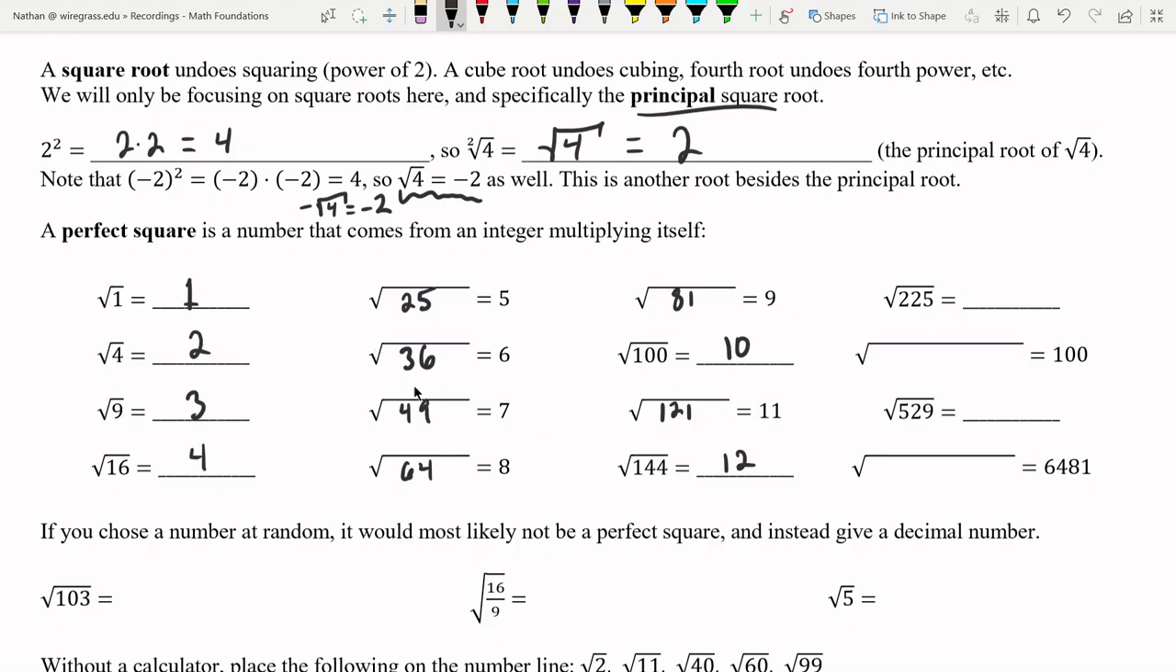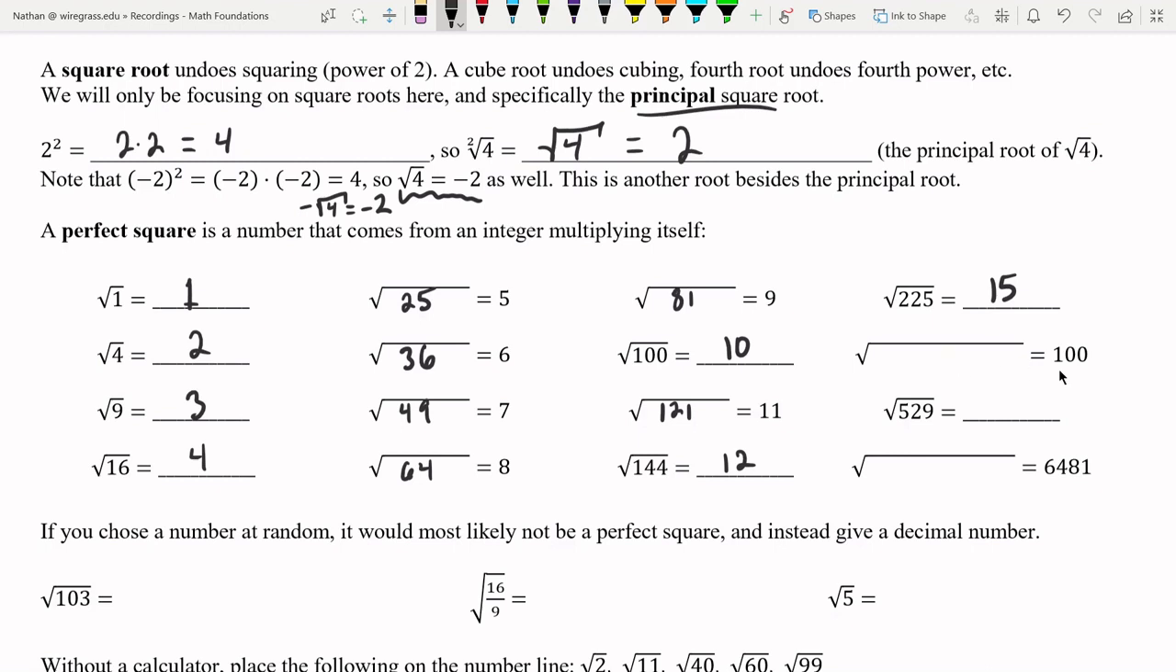So the number underneath the square root is always going to be the square of the number that results. 1 times 1 is 1. 2 times 2 is 4. 3 times 3 is 9. 4 times 4 is 16, and so on. Over here, we're asking general questions. What's the square root of 225? If you plug it into a calculator, you're going to see that this is 15. 15 times 15 is 225.